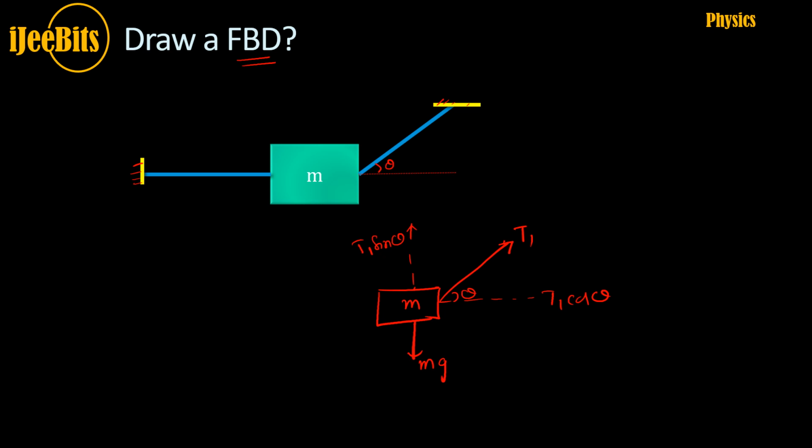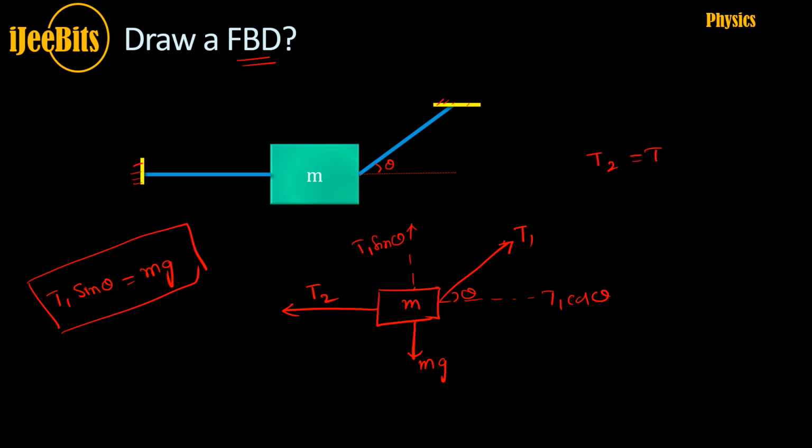Now there is one more string. So what would be the force here? This would be T2. Now we know how to balance. Both horizontal would be balanced, both vertical would be balanced, right? This is horizontal, this is vertical, right? So T1 sin theta equal to mg. This is one equation. Similarly, if you look at this one, T2 equal to T1 cos theta. If we calculate T1, then you would know T2. Clear? So it's very easy, no?